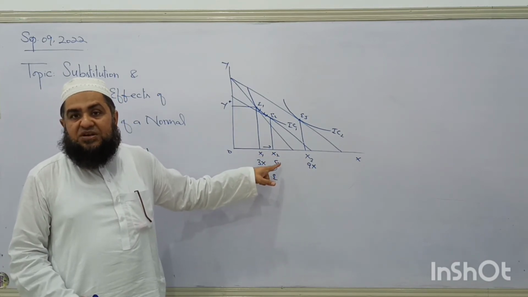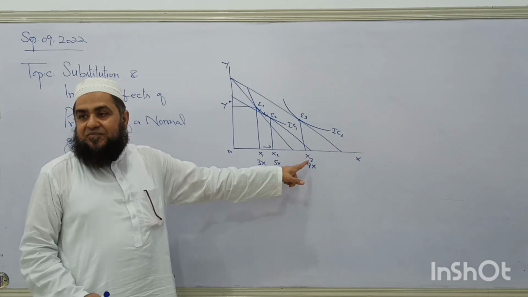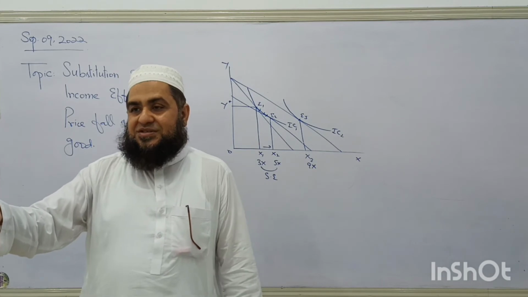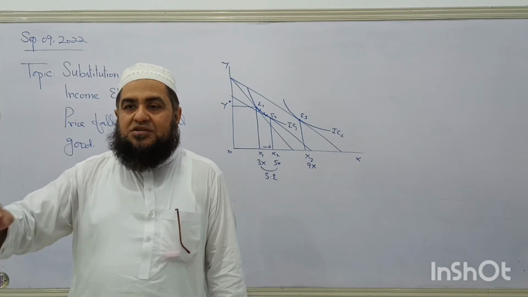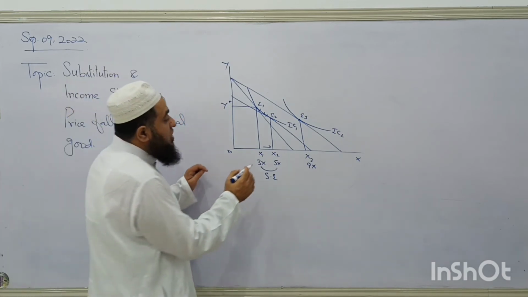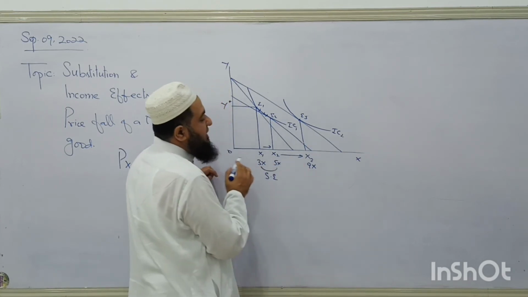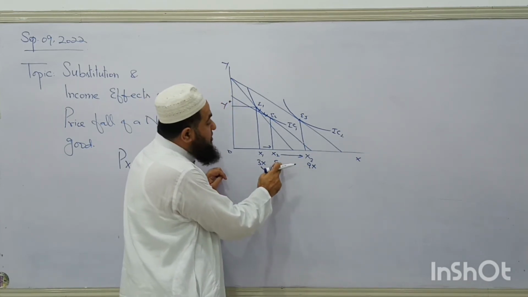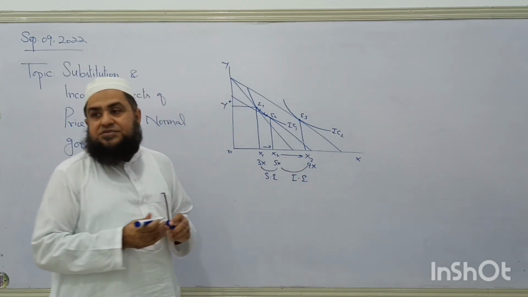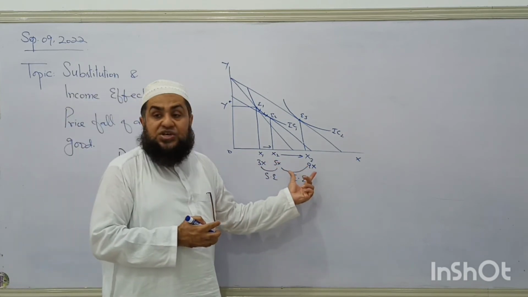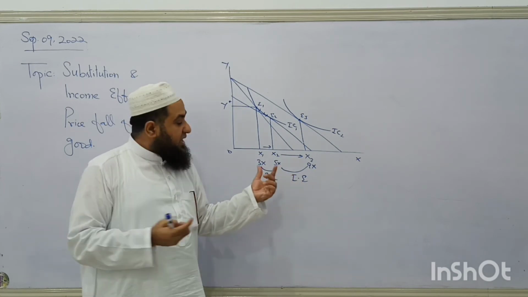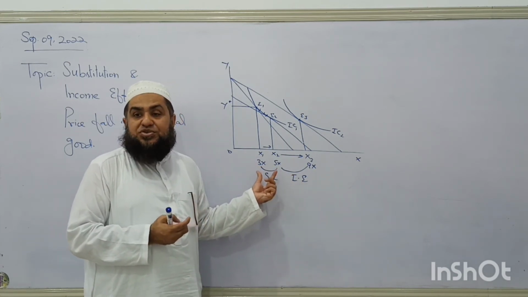But finally, the consumer is not here. Where is the final consumption of the consumer? At H3. So why is he buying more of X? Because his real income has increased. The price of X has gone down, so the real purchasing power of his income has increased. Therefore, he is going to increase the consumption of X till 9. So from 5 to 9, this is called what? Income effect. So 4 units extra he is consuming due to the increase in real income, and these 2 units show us the substitution effect.